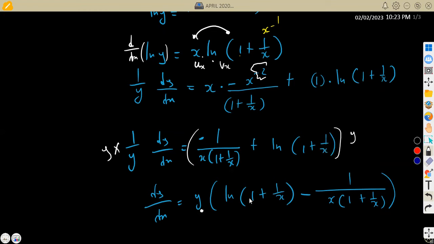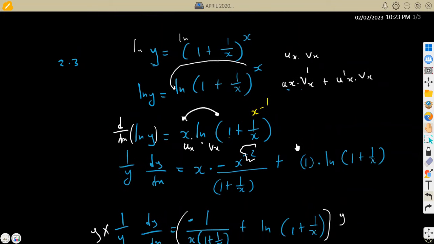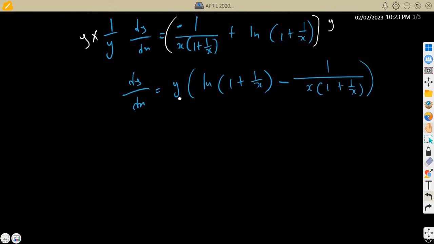Somewhere here, there is a y that we are given. It's supposed to be with respect to x, so wherever there is y, we substitute the original y that we had. y is equal to 1 plus 1 over x to the exponent of what? Of x. So this is what you're going to substitute on our final answer here.